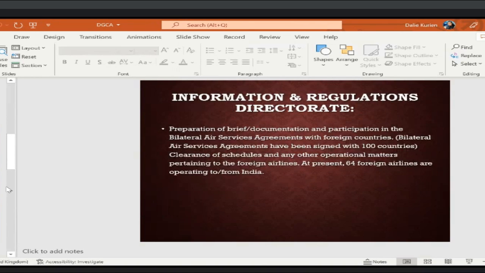The Information and Regulation Directorate is the other department, which takes up all the information coming in. Say an accident happened on the runway, and the terminal manager would report it to the DGCA stating the reason. There was ice on the runway, or there was FOD on the runway, so the aircraft needed to be picked up. All these things the Information and Regulation Directorate takes care of.